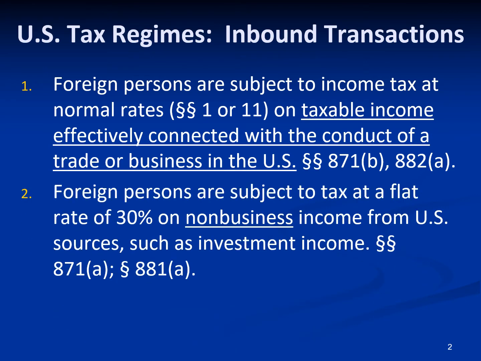In this chapter, we're examining the second tax regime that applies to inbound transactions. Under this regime, foreign persons are subject to tax at a flat rate of 30% on non-business income from U.S. sources. The largest category of income that falls into this regime is investment income. We find this regime in Section 871A for foreign individuals and in Section 881A for foreign corporations.